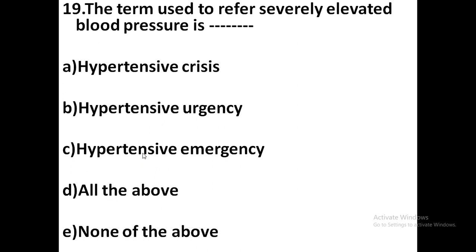In hypertensive emergency, there is an evidence of direct damage to one or more organ. The most affected organs include brain, kidney, heart and lungs. And during this period, the person may experience confusion, drowsiness, chest pain and also breathlessness.